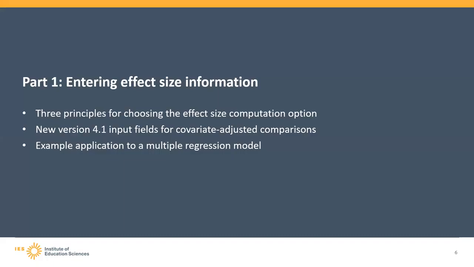First, we will cover updates on entering effect size information into the OSRG. We will review 3 general principles for choosing the effect size computation option. Then, we will demonstrate the new version 4.1 input fields for covariate adjusted comparisons using a specific study example involving multiple regression.